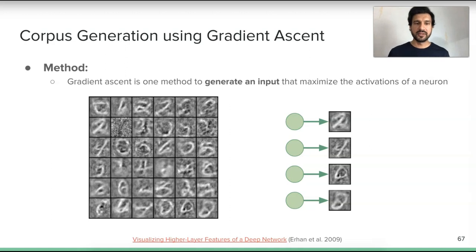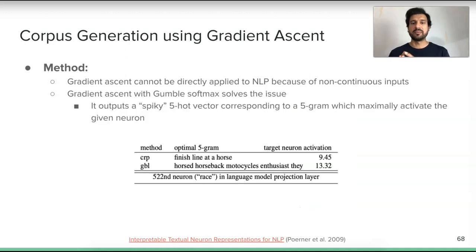One limitation of gradient ascent is that it cannot be directly applied to NLP because of the non-continuous inputs. But gradient ascent with Gumbel softmax solves this issue. It outputs a spiky one-hot vector representation that maximally activates a given neuron. And here you can see, the first one is the corpus rank, and it shows the highest activation given a 5-gram. And based on that, one can conclude that this might be a horse neuron.